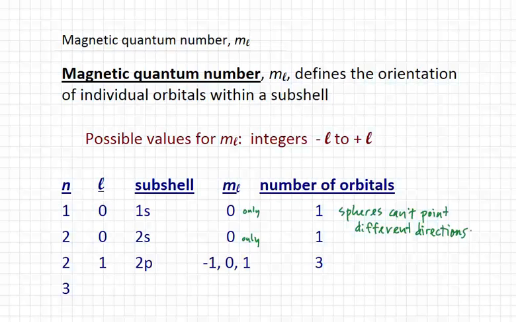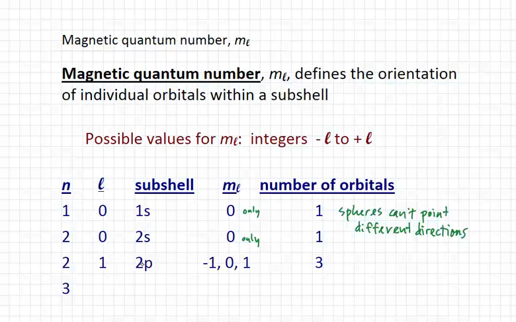Then we get to 2p. Tell me again what shape a p orbital is. 2 lobes. So it looks like that. L is 1, so now we've got 3 choices for the magnetic quantum number. We've got negative 1, 0, and positive 1, because that was our definition, possible values for m sub L. All that tells us is that there are 3 different orbitals for any p type.